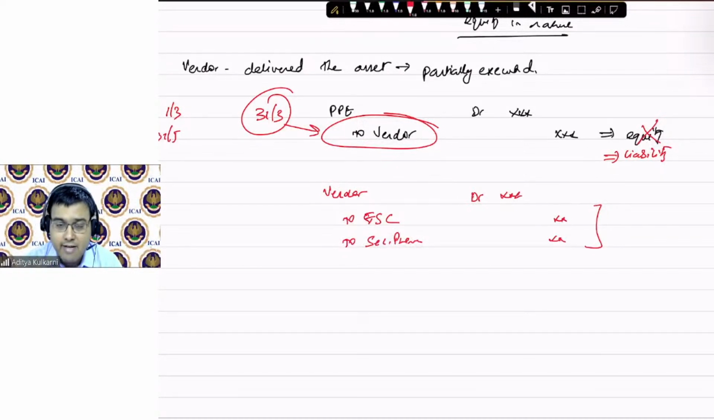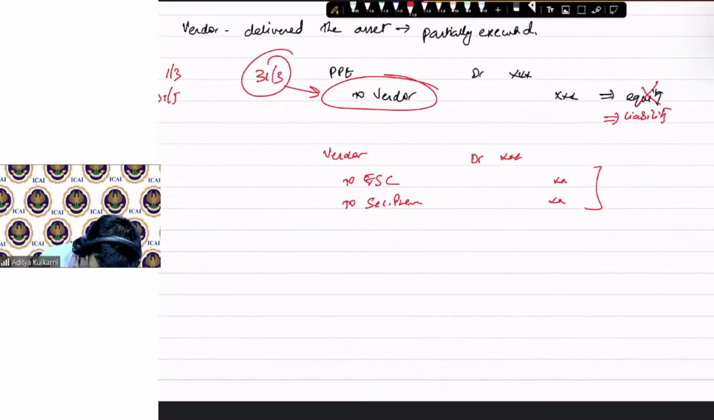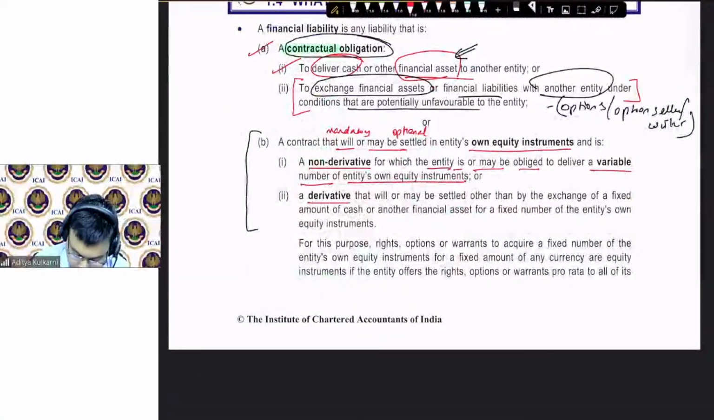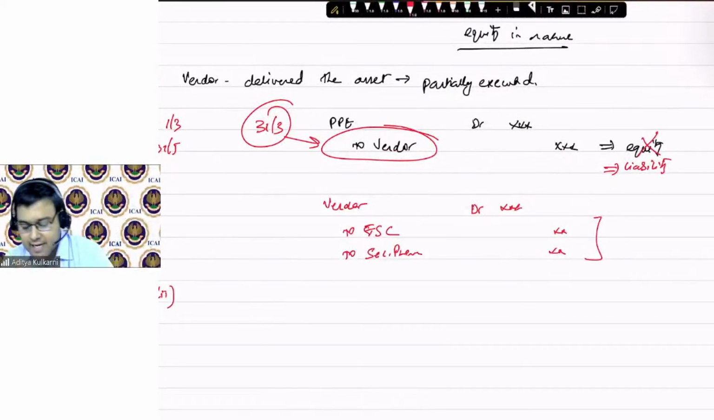Suppose A Limited purchases goods from the vendor, and in return, A Limited agreed to issue shares of Reliance Industries Limited. If that is the case, where is the own equity? It is not own equity, and therefore it will not be covered in this part of the definition. Okay, so that is what you have to understand. Now coming to B2. If you see, it is now talking about a derivative contract.